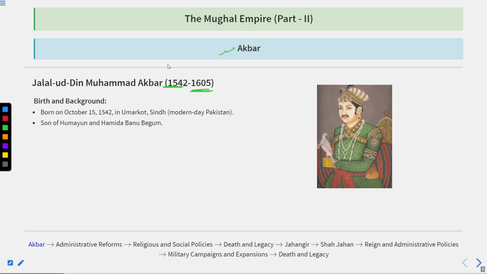So Akbar was born on 15th October 1542 in Umarkot, Sindh, modern-day Pakistan. He was the son of Humayun and Hamida Bano Begum. So his mother's name was Hamida Bano Begum and his father was Humayun. Clear? Okay.